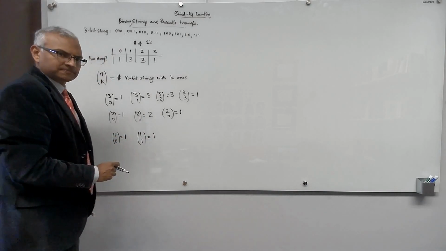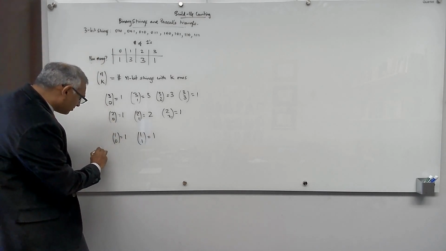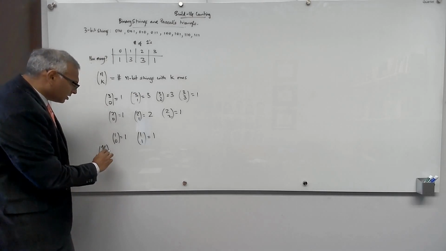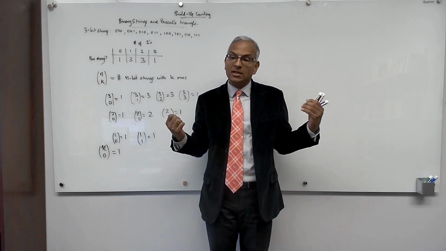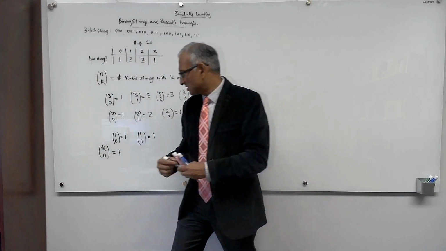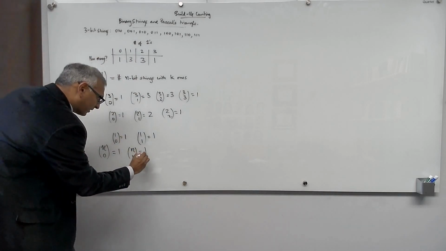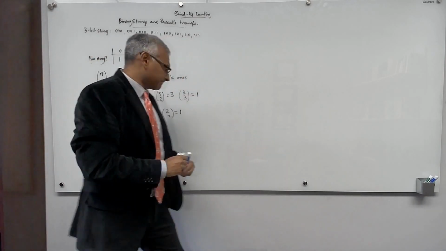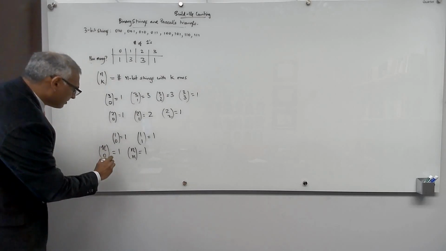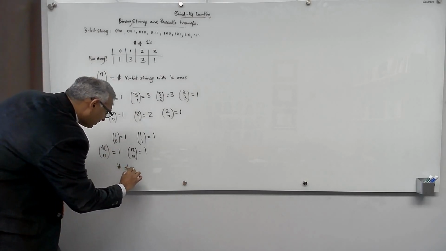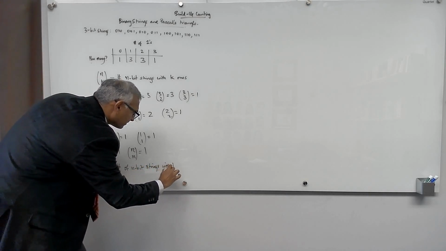Okay, what we observe is that when k equals 0, (n 0), n choose 0, is always 1. And that's no surprise. You have n bits, you have a lot of bits, but you have no ones, so there's only one such string, which is all zeros. Similarly, (n n) is equal to 1. So you have n bits and they're all 1.